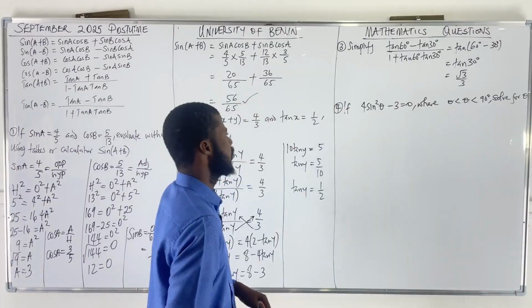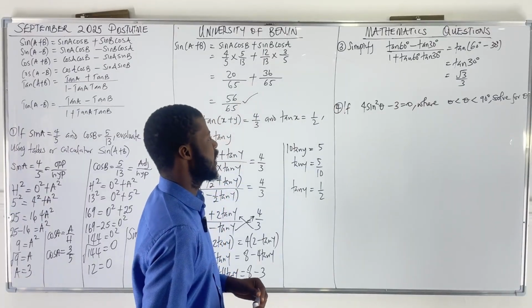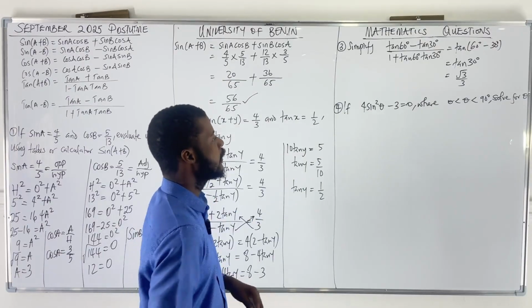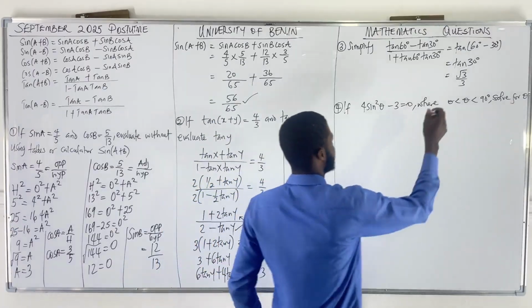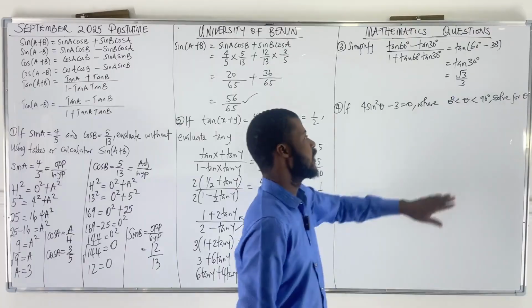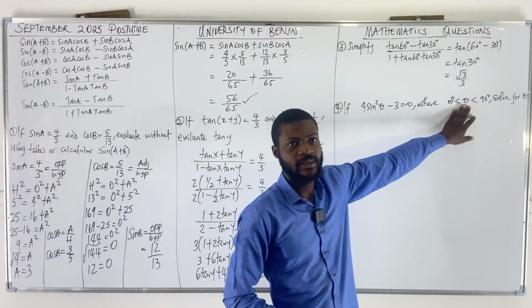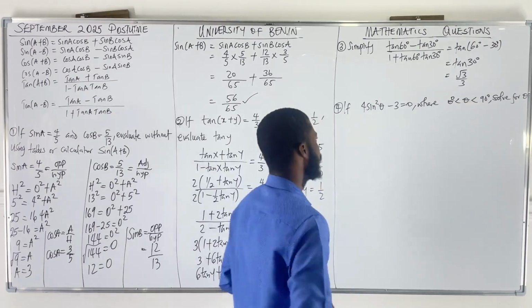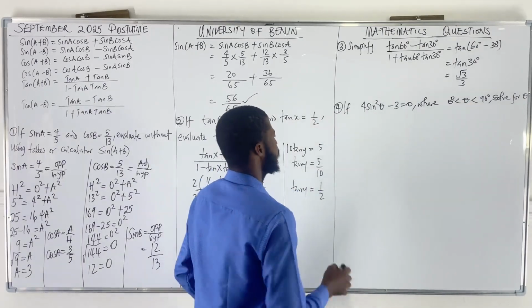Number 4. So this is question 4. It says, if 4 sine squared theta minus 3 is equal to 0, where 0 degrees is less than theta less than 90, solve for theta. Now, this tells me that the angle is in the first quadrant. And if the angle is in the first quadrant, every answer I'm going to be getting is going to be positive. So let's get started with solving this.